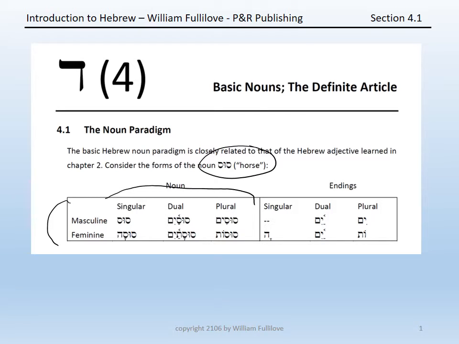For gender, it's important to remember, as we mentioned in the last chapter, that masculine and feminine are a grammatical gender, not a biological gender. It is true that grammatical gender will often align and correspond with biological gender, but it need not do so.